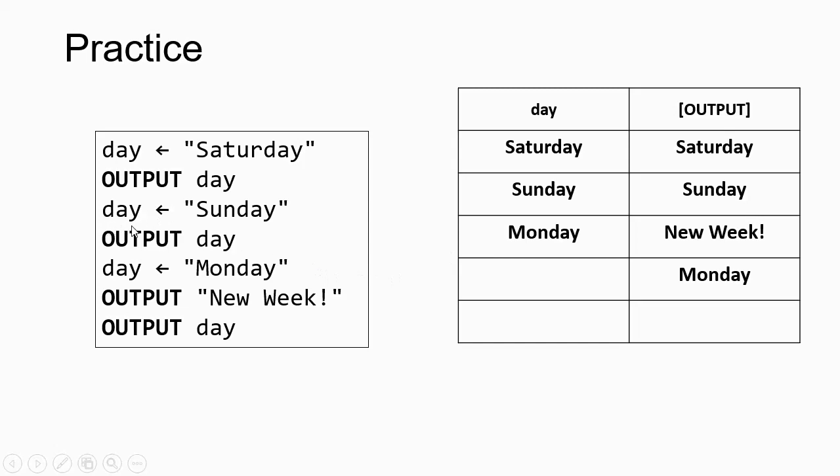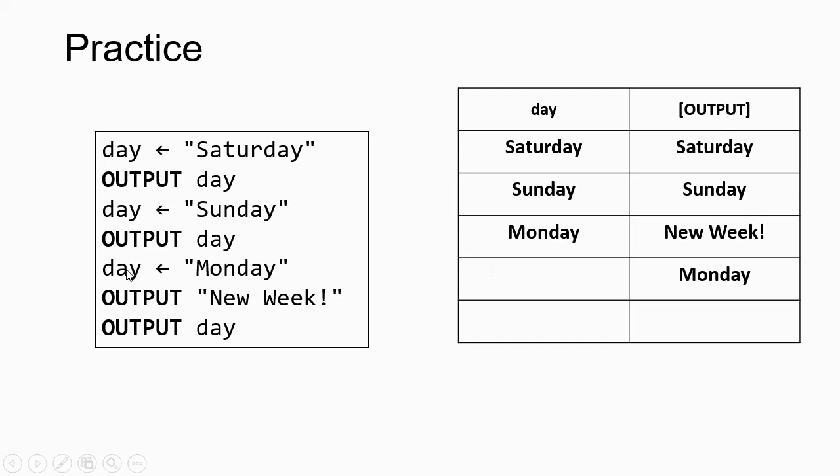Then the third line of code, we've got day equals Sunday. So that goes underneath where day was Saturday, because that's a recent update that overwrites the value of Saturday and becomes Sunday. Then the fourth line of code, we've got output day again. So now, because day is storing the word Sunday, we output Sunday. Then the fifth line of code, day changes to Monday. Day is assigned the value Monday, so that overwrites Sunday.